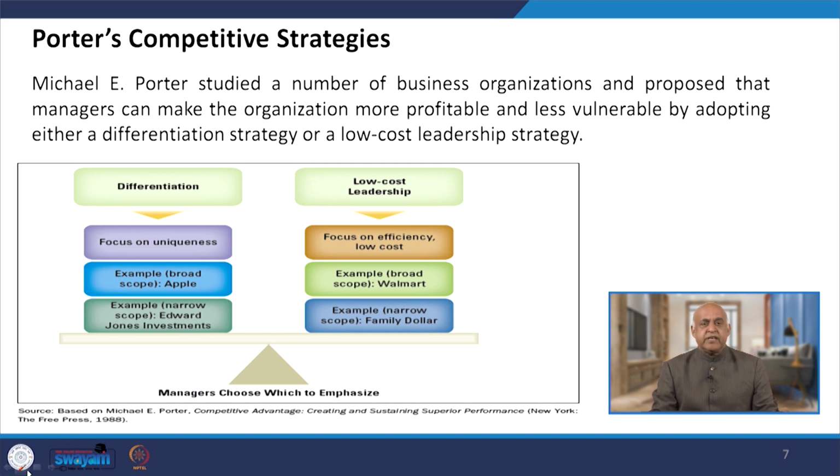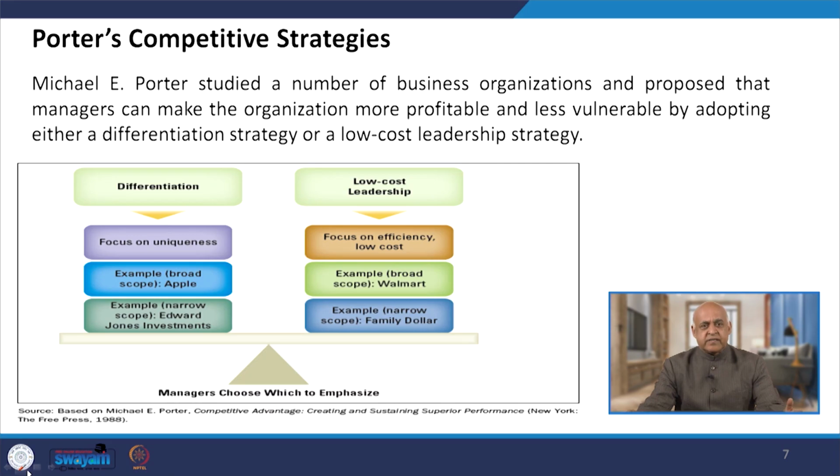So, the differentiation strategy focuses on uniqueness. Whenever you focus on uniqueness, you decide about your USP, what your USP will be. For example, Apple is a differentiation example. Apple products have a different price range, but they make themselves different from the other competitors. For narrow scope, Edward Jones, the investments firm, is another example.